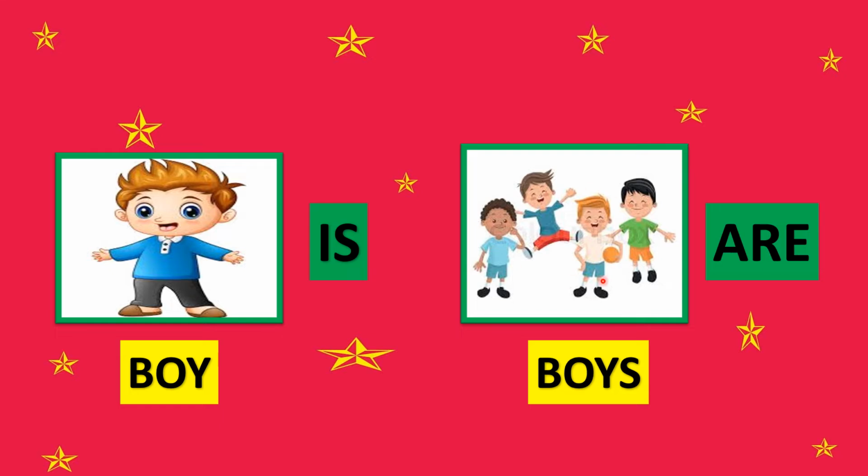Now here look at these pictures. Many boys. So many, more than one. So we will add S. Okay? So here many, no. That's why we will write A-R-E, are. Okay? Is is one. Are is many. Got it, children?